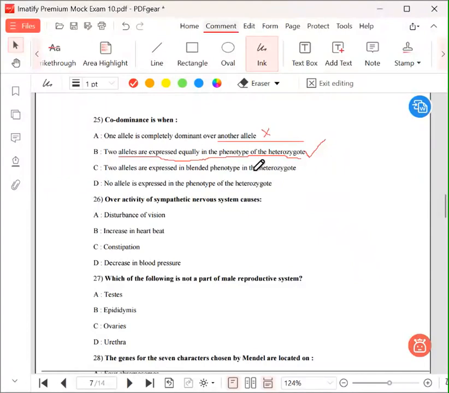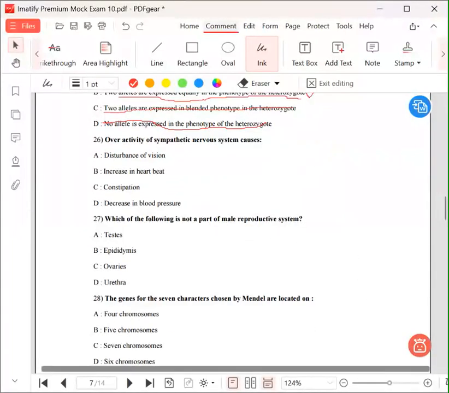So codominance is when two alleles are expressed in the blended phenotype in the heterozygote. No, that's the definition of incomplete dominance. No allele is expressed in the phenotype of the heterozygote. That's a trash bin statement.